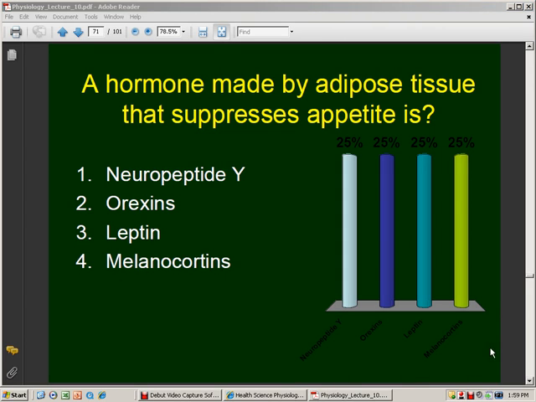So if you got asked a question like this, a hormone made by adipose tissue that suppresses appetite, it's leptin. All of these other ones are made and released in what organ? We only talked about two organs in this pathway. It's got to be either the adipose or the hypothalamus, so it must be hypothalamus, hypothalamus, hypothalamus, adipose.